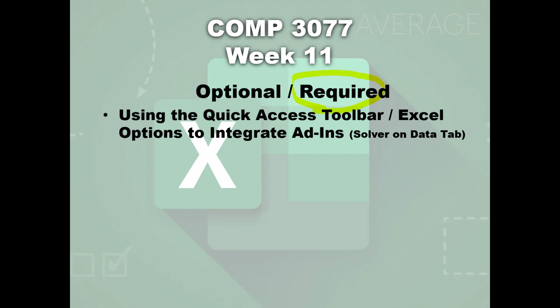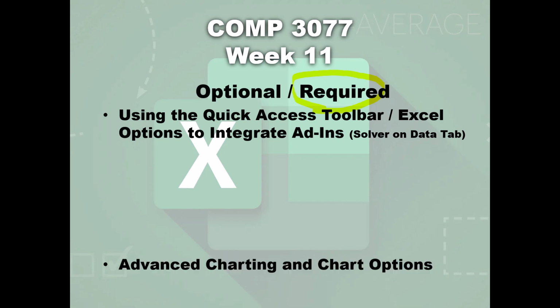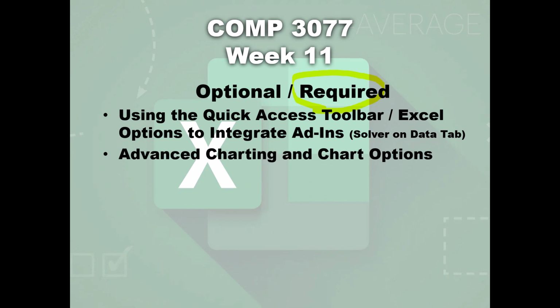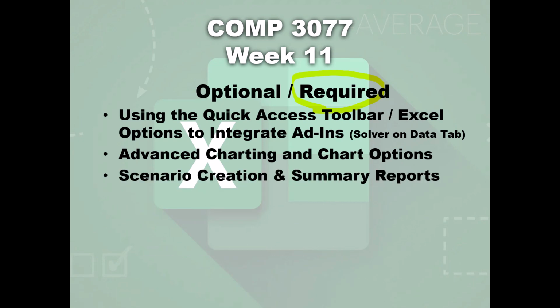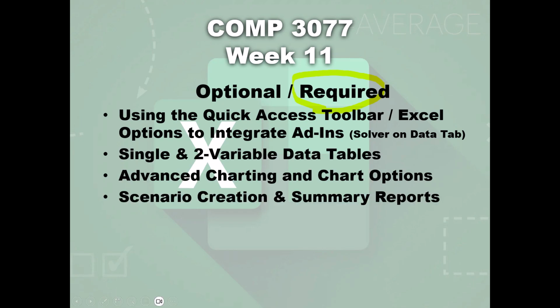So this case will have a slight menu change at the beginning of the case, a little bit different than all the stuff we had to deal with last week because we had a different file type. We're back to a normal Excel file type, and we're not adding an entire tab to the menu. We're just adding one item to one of the existing tabs. Then we're going to deal with some basic stuff, including data table projections that will then involve advanced charting and chart options, scenario creation, and summary reports.